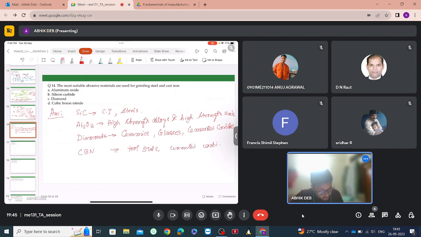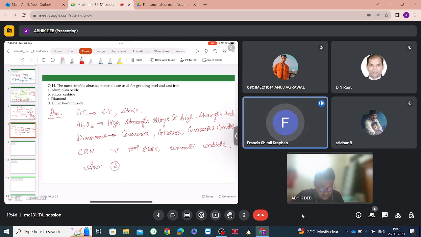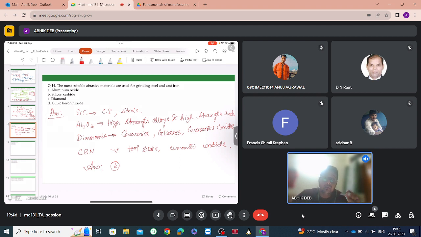So in this, which one is harder? For Al2O3, the high strength alloys you mentioned, does high strength alloy mean that they are brittle? No. High strength alloys does not mean brittle. High strength alloys means their yield strength will be higher. That is, they will deform only after being subjected to a higher value of stress.